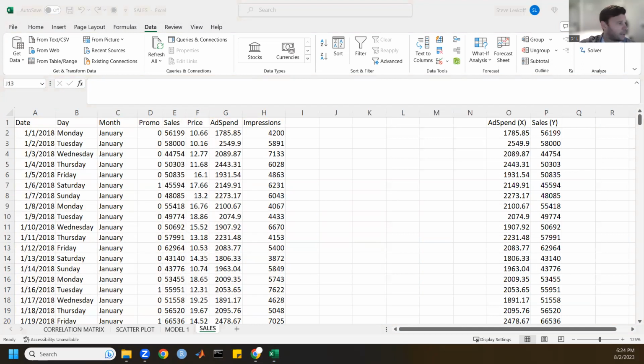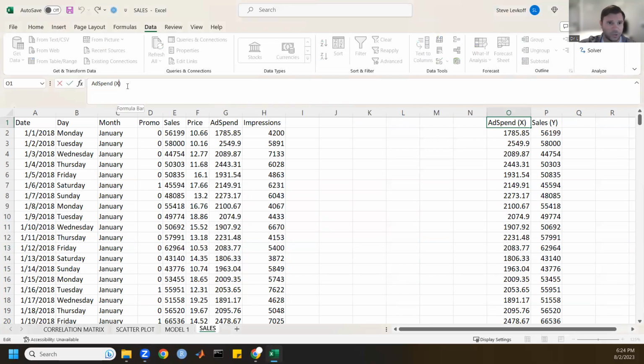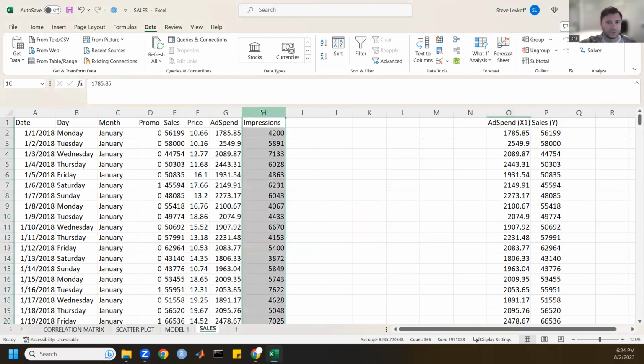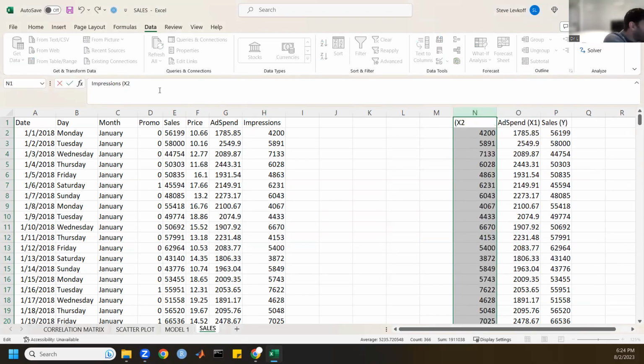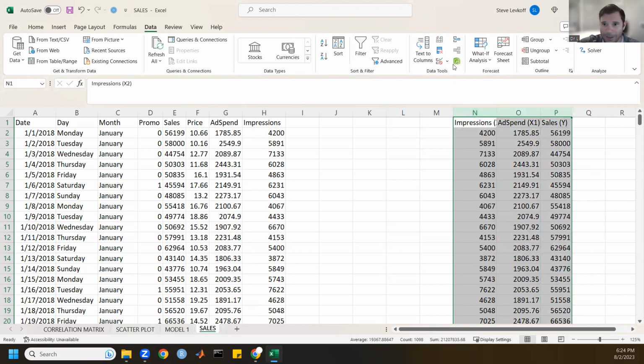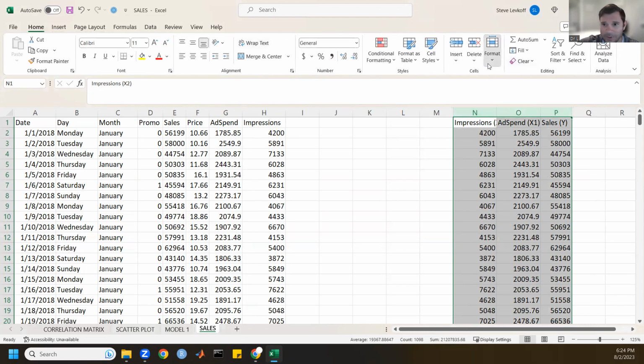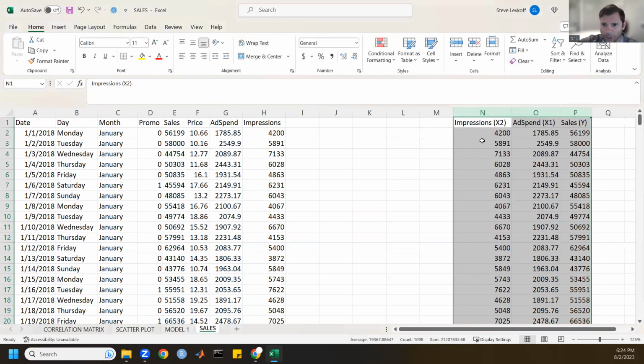And I'm going to go ahead and relabel the ad spend variable. I was calling that X. Let's switch that to X1 since now we're going to have multiple X variables. The other variable we were interested in was impressions from column H. So let's paste that over here, and we will call that variable X2. And again, if you want to format your columns just to keep things readable, that is appropriate.